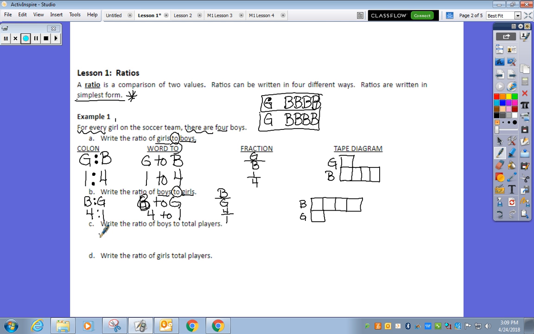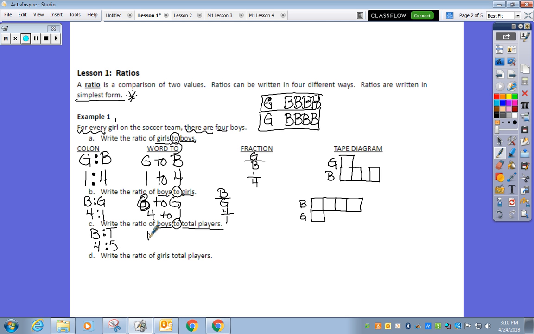The next one we're going to do is write the ratio of boys to the total number of players. So now we're doing boys to total. So when you're looking at total, you're going to add all of them together. So however many girls there are in the ratio to however many boys there are in the ratio. So if I have 1 girl and 4 boys, all together that makes 1, 2, 3, 4, 5. So our total is 5. So the number of boys is 4 still, and then the total is 5. So the ratio of boys to the total players on the team is 4 to 5.